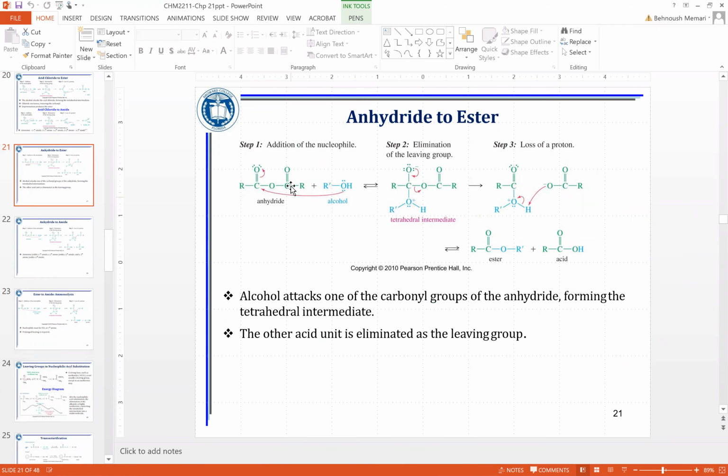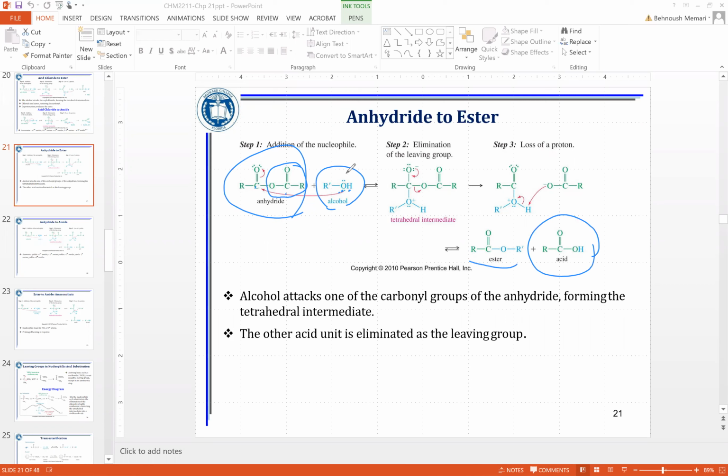Anhydride to ester is another acid derivative. You have your acid derivative, so the leaving group is an acetate leaving group, or in general, a carboxylate leaving group, and your nucleophile is an alcohol. A hydrogen from the nucleophile with the leaving group would give you a byproduct. And then the rest of the molecule of the nucleophile with the carbonyl group is going to form a bond, and it gives you an ester as a product.